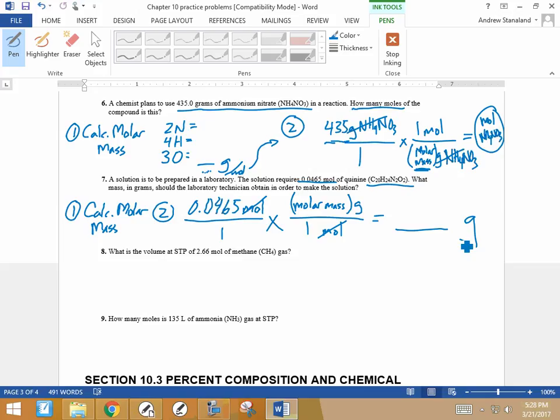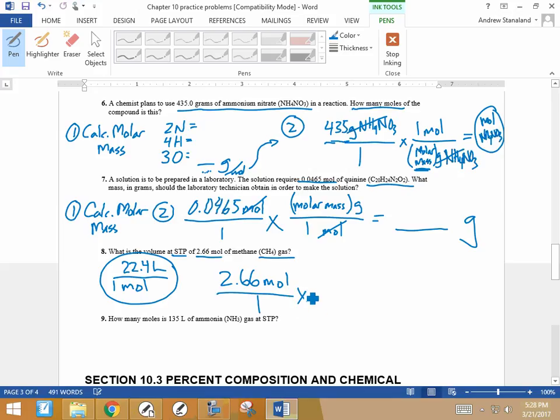Number 8. Number 8 is when you're going to have to use this little conversion factor: 22.4 liters per 1 mole of gas. Okay, that's your conversion factor right there. You're at standard temperature and pressure. This says methane gas, but you don't need to calculate the molar mass. All you need to do is take the number of moles you have, 2.66 moles over 1. You know you want to get a volume in liters. So you're going to be multiplying by a conversion factor that has moles on the bottom so that moles will cancel, and liters on top. And this is when we're going to use our conversion factor 22.4 liters to calculate the volume.